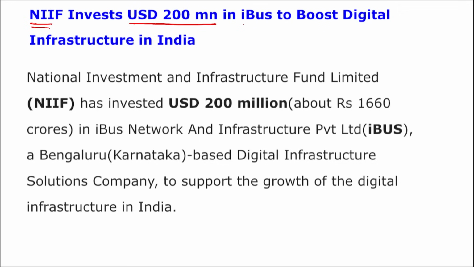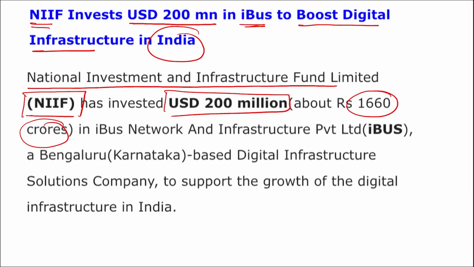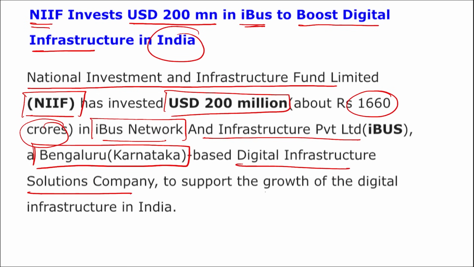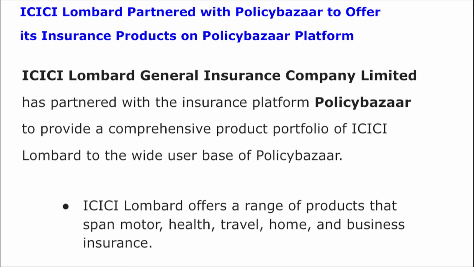It invested around $200 million in iBus to boost the digital infrastructure in India. I repeat, NIIF, that is National Investment and Infrastructure Fund Limited, they have invested $200 million, that is close to 1,660 crore rupees in iBus Network and Infrastructure Private Limited. This is a Bengaluru, Karnataka based digital infrastructure solutions company, and it is to help them grow in the digital infrastructure in India. The investment is in line with India's Digital India mission, correct? And NIIF will hold a significant majority stake in iBus after the completion of the transaction. NIIFL Master Fund is India's largest infrastructure fund. The aim here is to participate in India's infrastructure story by investing in high quality businesses. Moving on, next is ICICI Lombard.